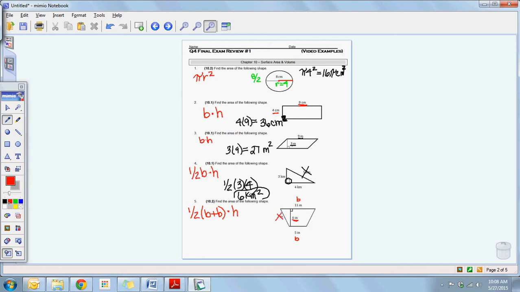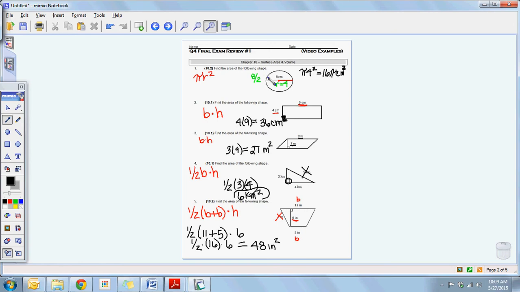So I'm going to plug that information into my formula. So I'm going to have 1/2. My first base is 11, my second is 5, times the height is 6. So I'm going to have 11 plus 5 is 16. I'm going to multiply it by 6. I'm going to multiply it by 1/2. So I'm going to have 48 inches squared.